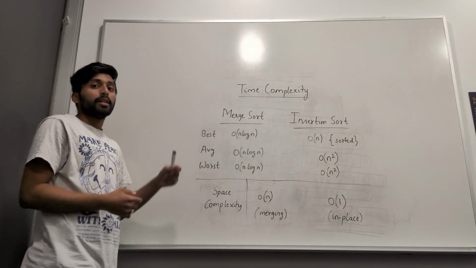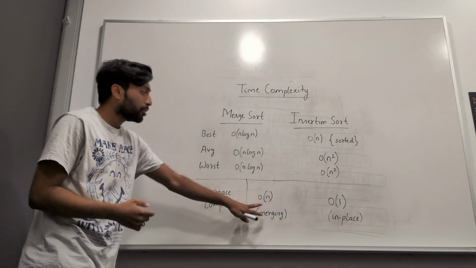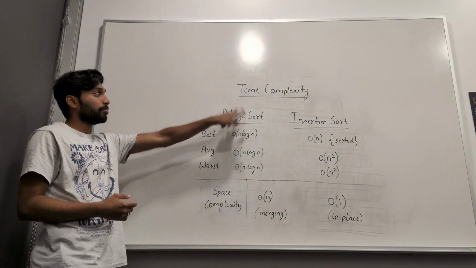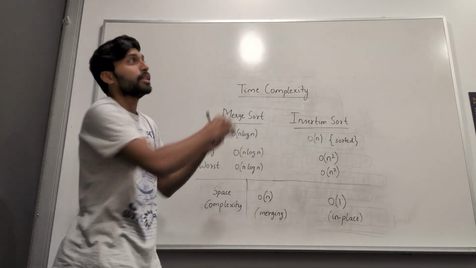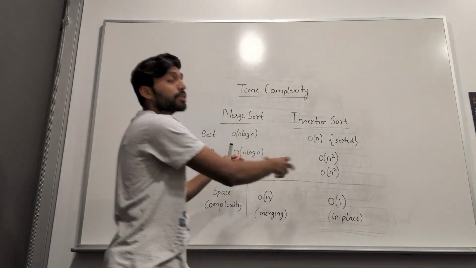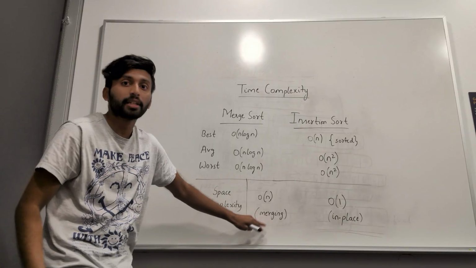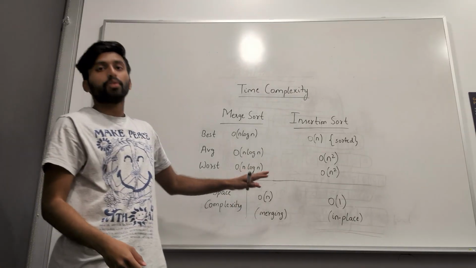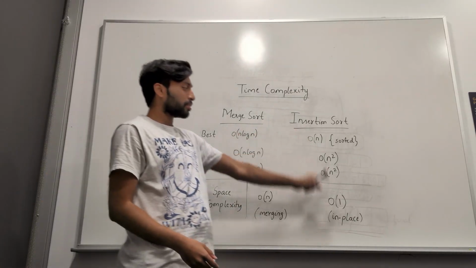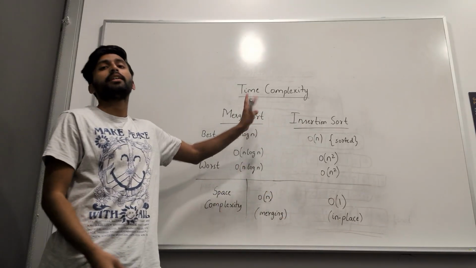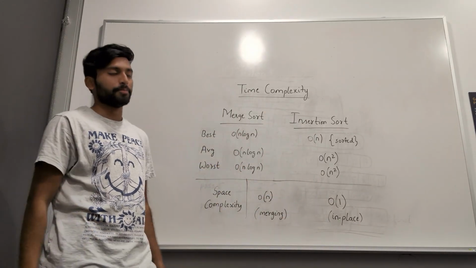Space complexity is a bit interesting because you need O of n space complexity for merge sort, as you are dividing the whole array into individual elements and then combining. So the merging step that we do takes O of n space, but insertion sort it's just O of 1 because you are doing in place sorting. It's an in place sorting algorithm.